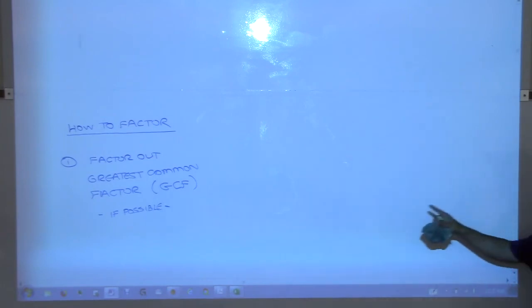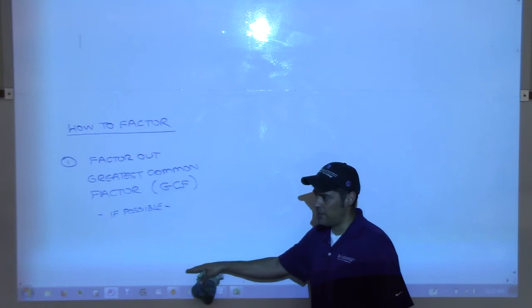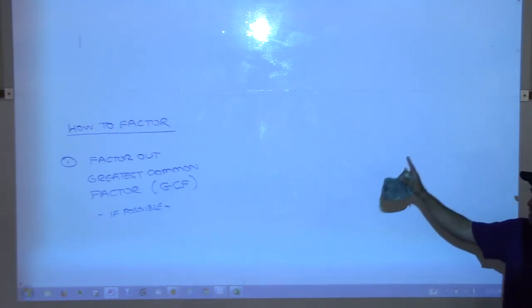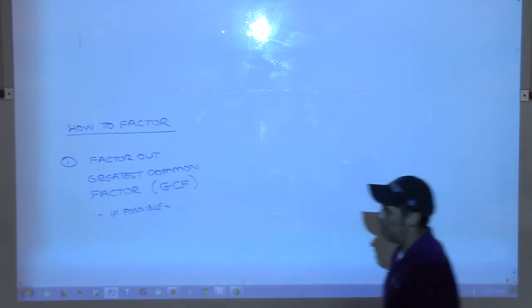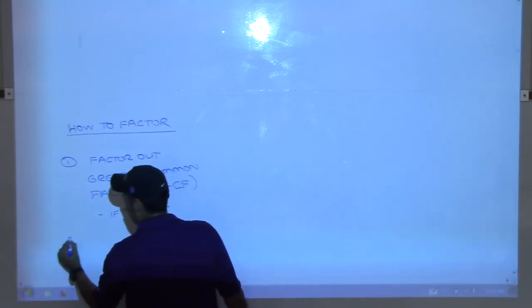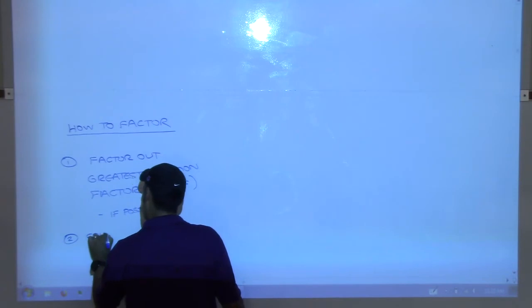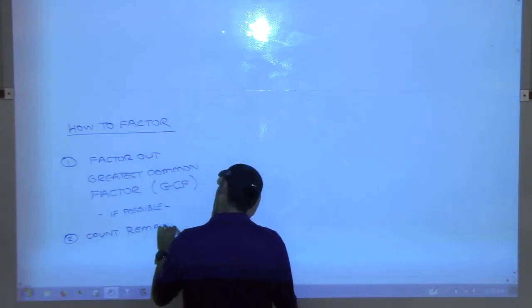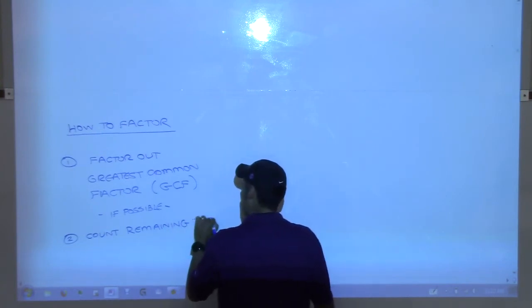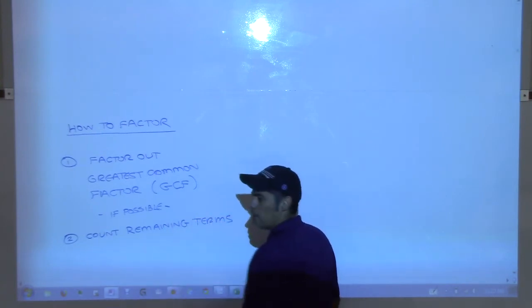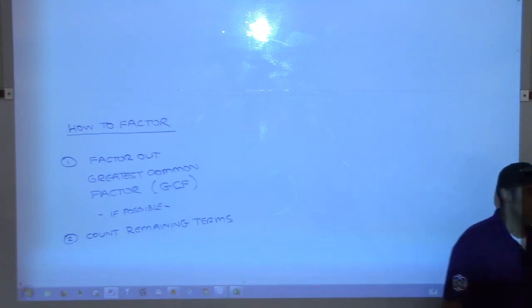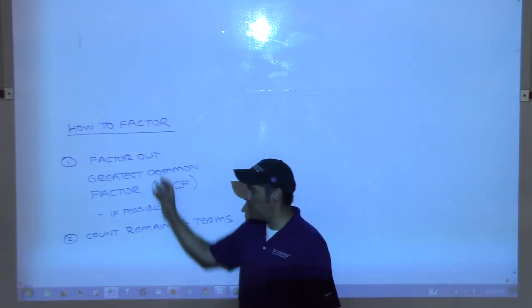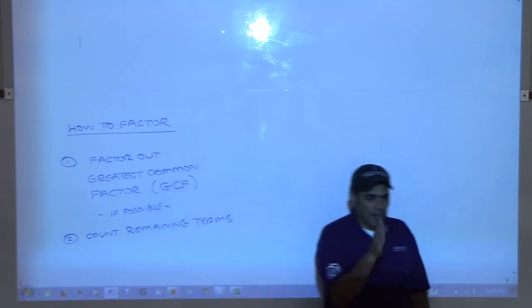And if you don't know what a greatest common factor is right now, don't worry about it. I'm just going to give you the steps, and then we'll go through some examples, and we'll go through the procedure, all right? So the first step, we pull something out if we can. Second step, count the remaining terms. So after you've pulled something out in the first step, if you were able to, whatever's left, you want to count how many terms there are.